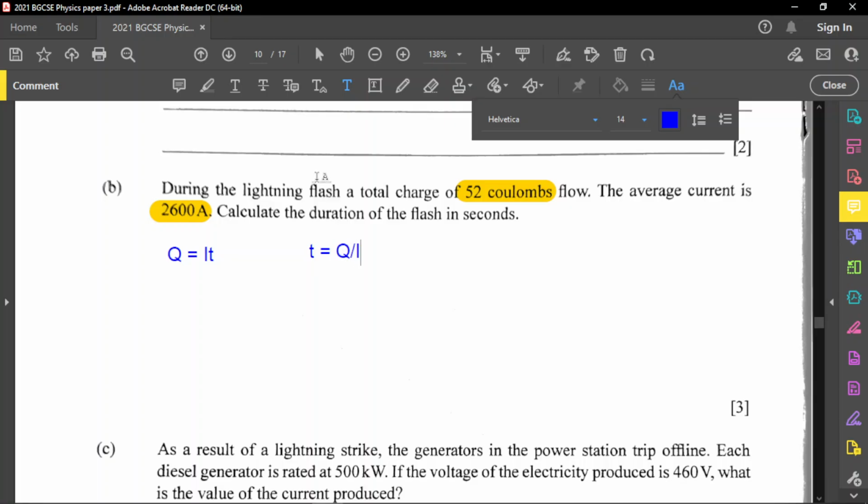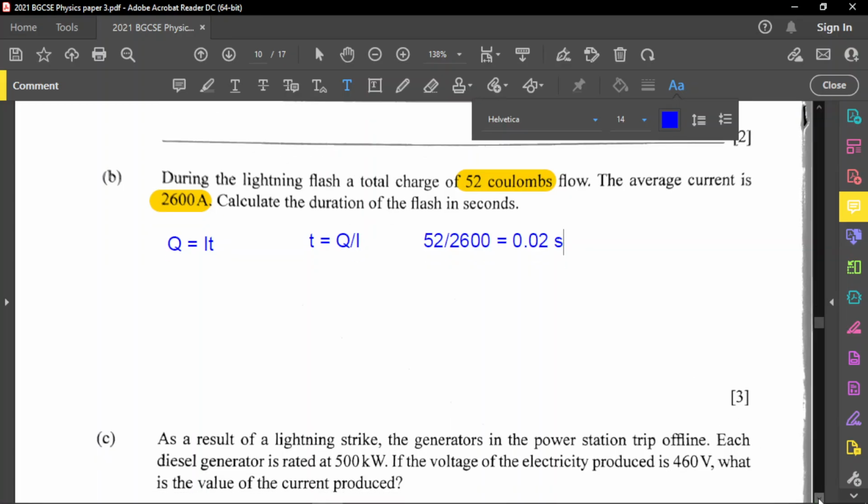All right, Q divided by I. And so the charge that we know here is 52. So it's going to be 52 divided by 2,600. All right, and 52 divided by 2,600 equals 0.02 seconds. That's really fast. So that's how quick the effect will be, how fast it will travel, or the duration of a flash.